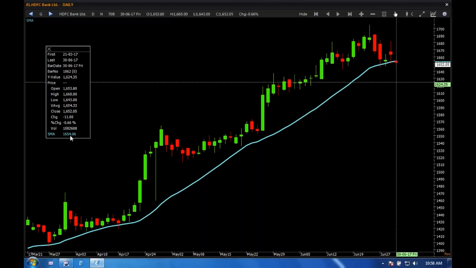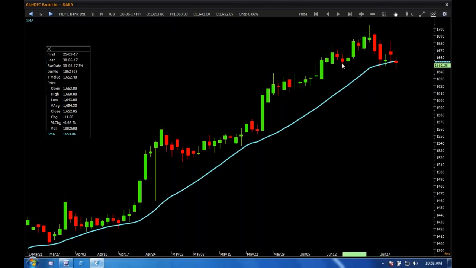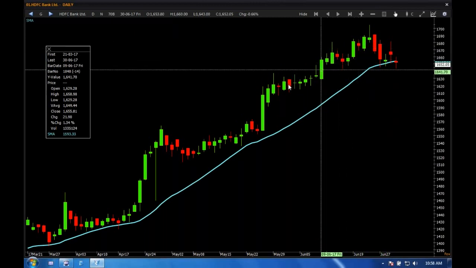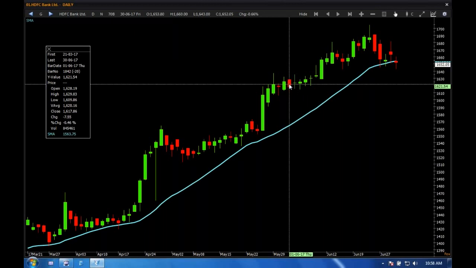What this 1654 says is if I take the last 21 days, 1, 2, 3, 4, 5, 6, 7, 8, 9, 10, 11, 12, 13, 14, 15, 21. From this day, which is the 1st of June to this day, if I take up the closing prices, sum it up and divide by 21, 1653, this blue line is what I will get. This is a simple moving average. The reason I've taken 21 is because on the daily chart, it will give me a rolling month. A calendar month has 31 days. A trading calendar month will have around 21, 22 days. So I've taken around 21. This is a simple moving average.